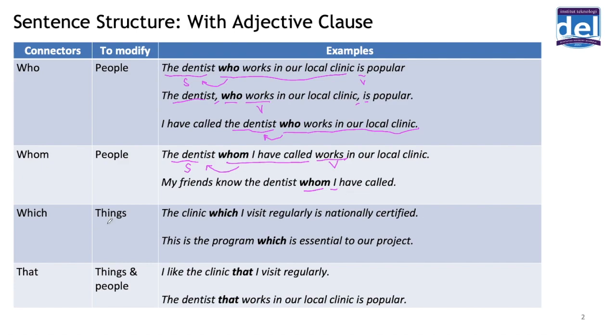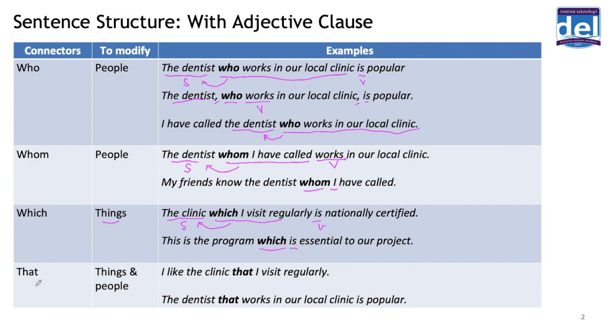Now let's move on to which. Actually, which is pretty much like who and whom. The difference is which is used to explain things. In the sentence, this is a subject or a noun, and this is the verb. We've got this adjective clause to explain or to modify the clinic. So you can see the structure of the adjective clause: which, subject, verb. Or you can also use which like you use who, directly followed by a verb, which is essential.